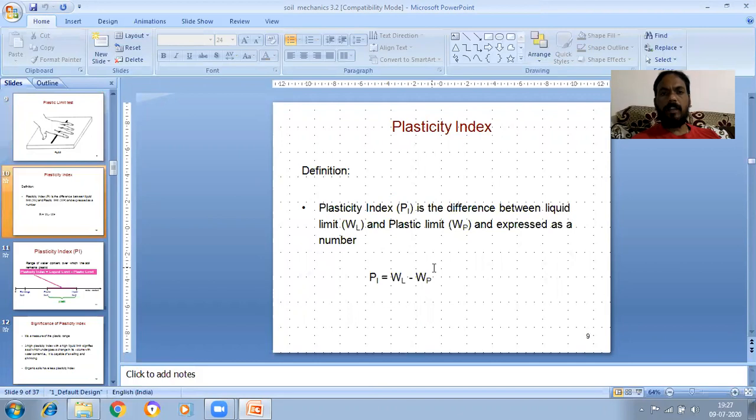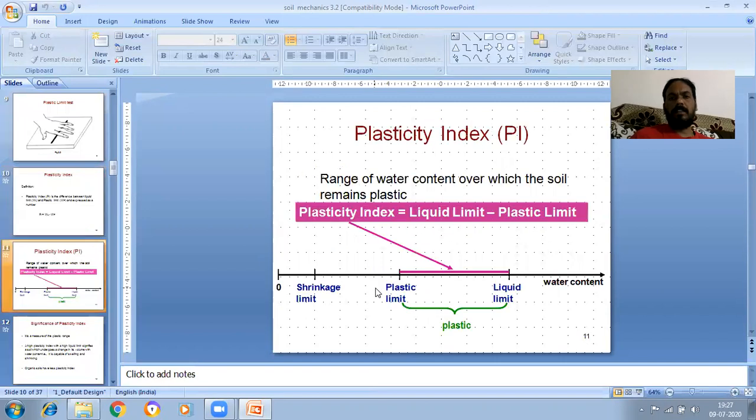Next, plasticity index. The definition: plasticity index is denoted by PI or IP. IP is the difference between the liquid limit and plastic limit. We know the liquid limit and we determine the plastic limit. So WL minus WP is nothing but the plasticity index, IP or PI.